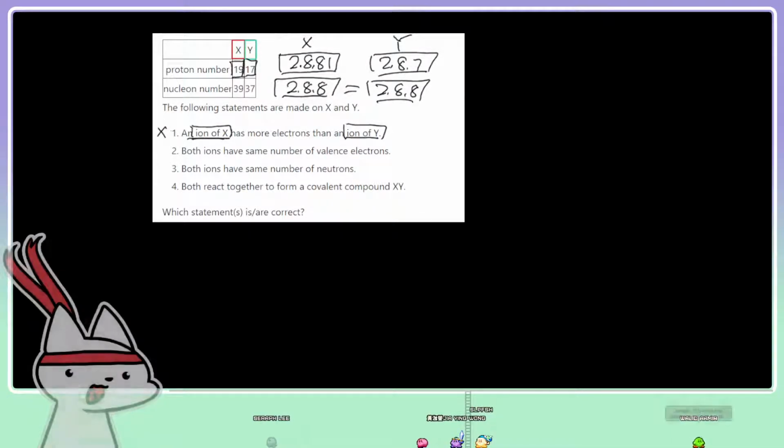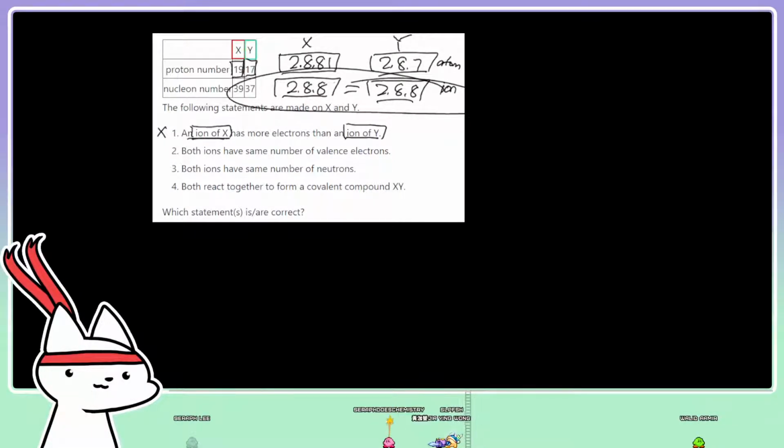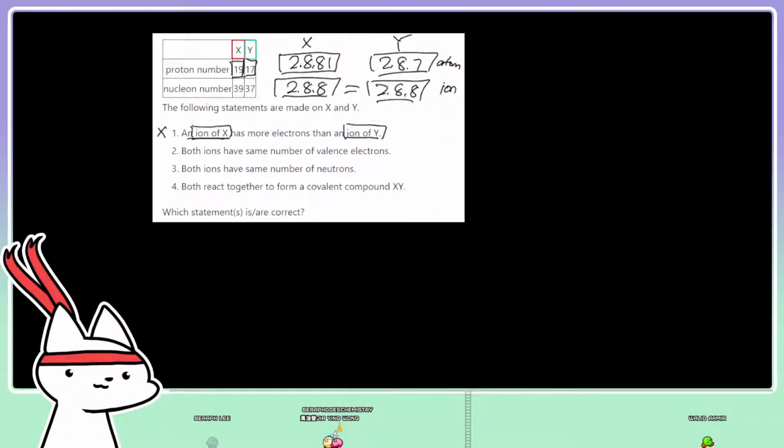B, both ions, so we are looking at the ions, not the atoms. Atoms is on top. We are looking for all the ions, right? So both ions have the same number of valence electrons. That's true. Some students said, no, what? You compared the valence electrons, but those are atoms. So in this case, number 2 is actually correct.